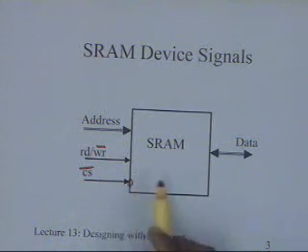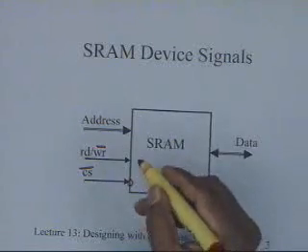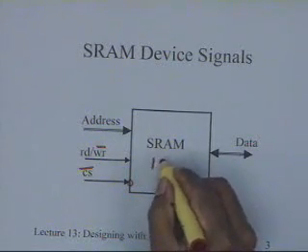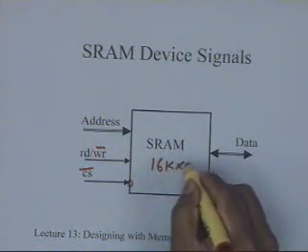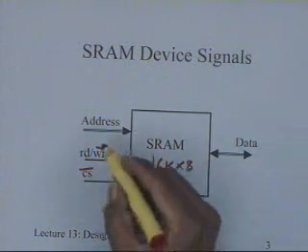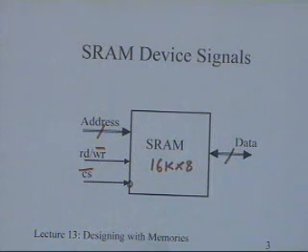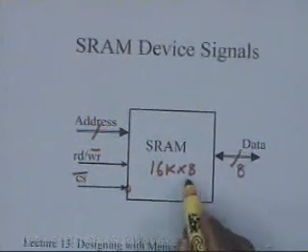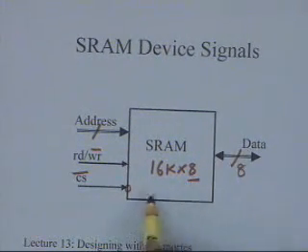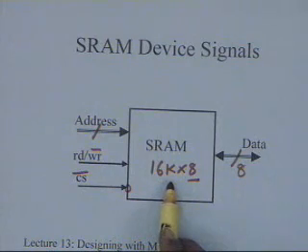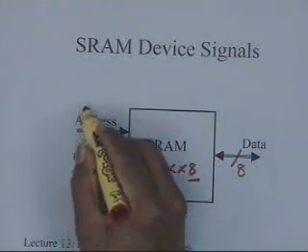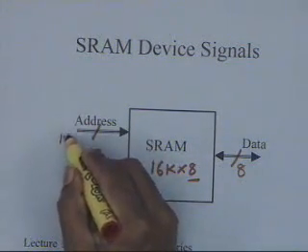Read-write is called read-write bar because this particular device reads with 1 and writes with 0. Now consider an SRAM of a certain size, let us say 16K by 8. We already know the number of bits here. This will be 8 bits wide, corresponding to the 8 data lines.